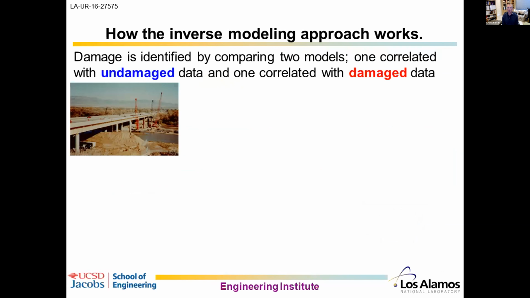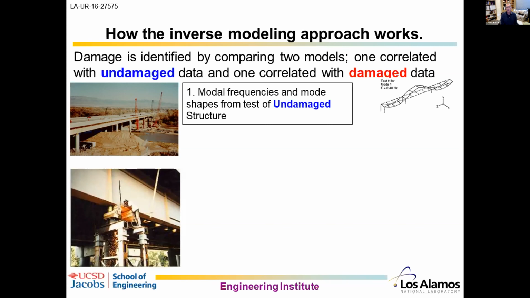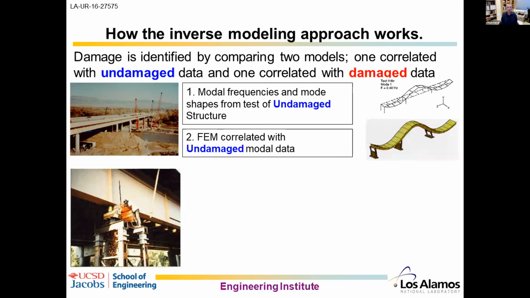We had this bridge in Albuquerque, New Mexico that was going to be torn down, and we were given the chance to damage it, as you can see here, and look at various vibration-based damage detection methods on this full-scale structure. We had about a 2-week window before they were going to tear the bridge down. So we did experimental modal analyses on the undamaged structure, and then after various levels of damage, and then built finite element models and correlated them with the undamaged data.